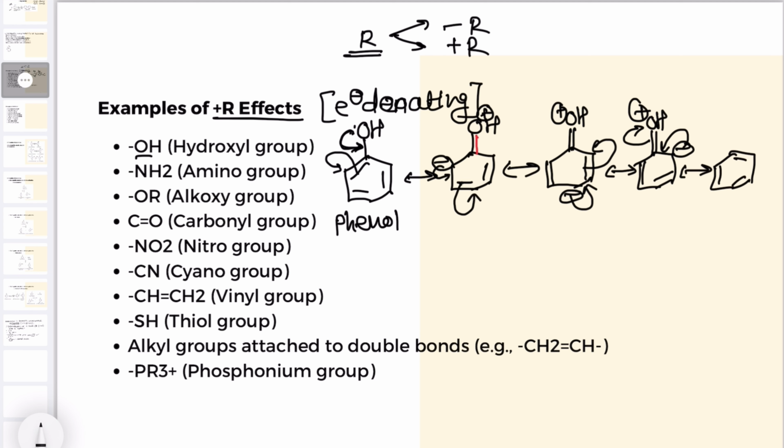Then the formation of this structure, like this. Okay, this is our final structure. These are structures number 1, 2, 3, 4 and 5. Generally in an aromatic system there are 5 resonating structures. Here this is the electron donating plus R effect.